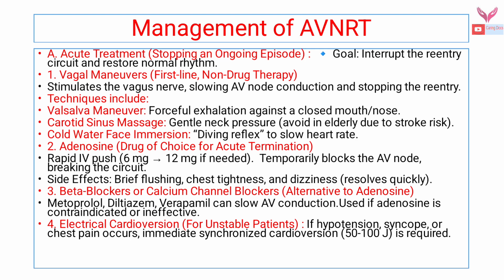The management of AVNRT: for acute treatment, we have to stop the ongoing episode. The goal is to interrupt the re-entry circuit and restore the normal rhythm. Here we do the vagal maneuvers, which are the first line non-drug therapy. Here we stimulate the vagus nerve, slowing the AV node conduction and stopping the re-entry.